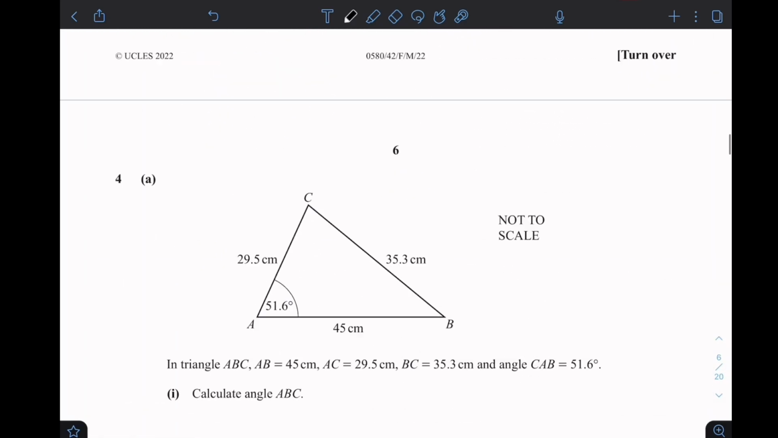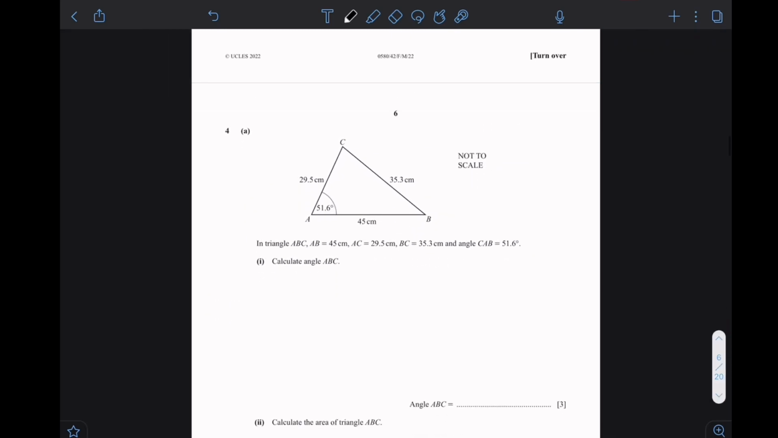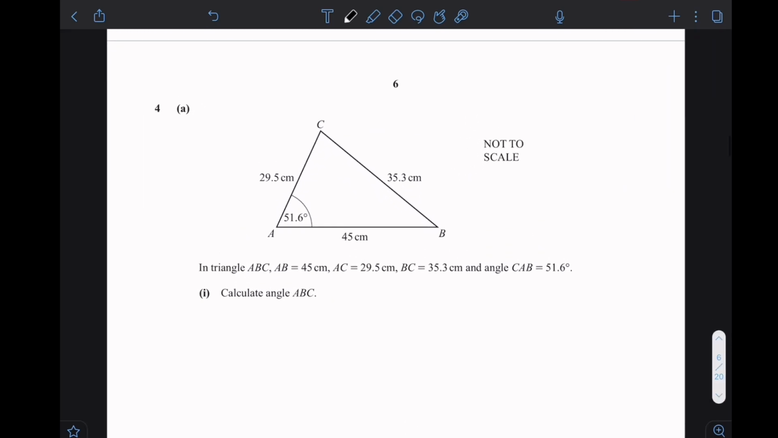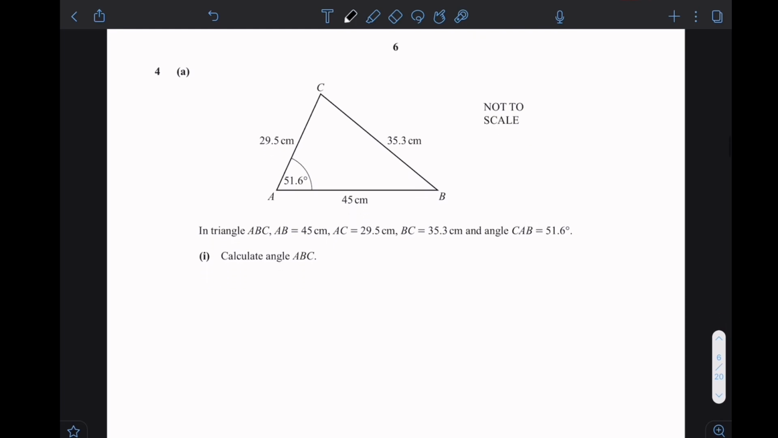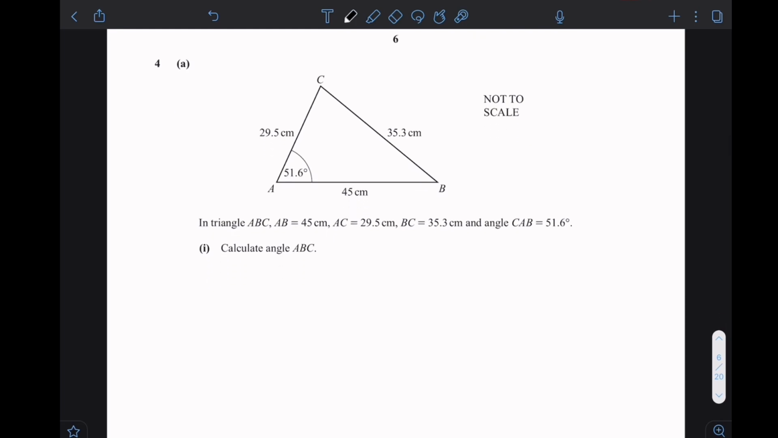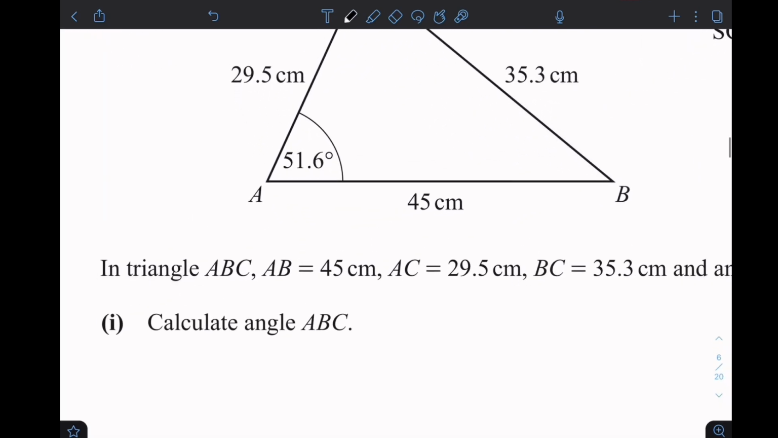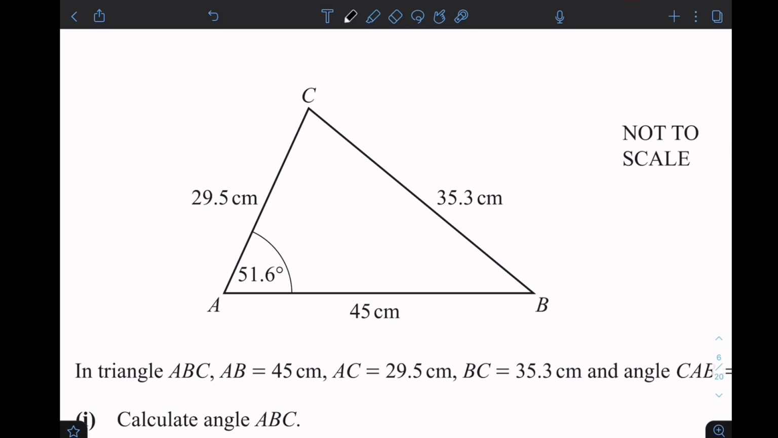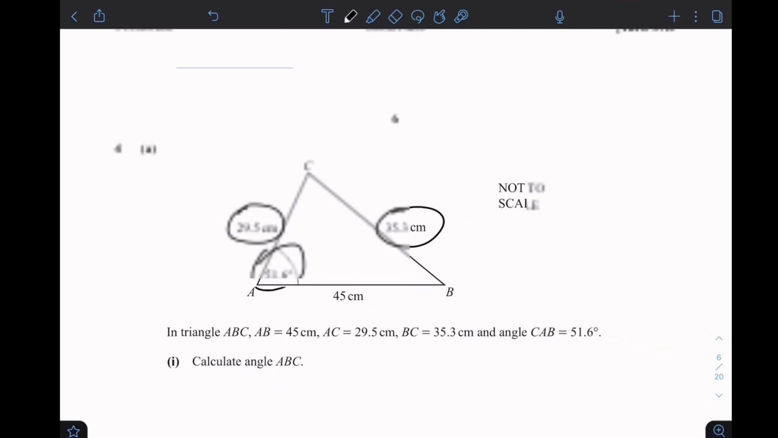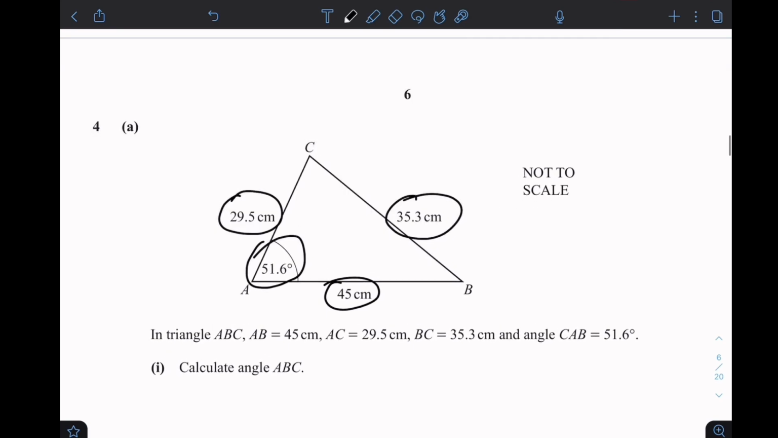Yep, very straightforward. Next question, 4a: in triangle ABC, AB is equal to 45 centimeters, AC is equal to 29.5 centimeters, and BC is equal to 35.3 centimeters, and angle CAB is 51.6 degrees. Calculate angle ABC. From this figure, the two adjacent sides are given, and the opposite side is also given. And we want to know ABC.